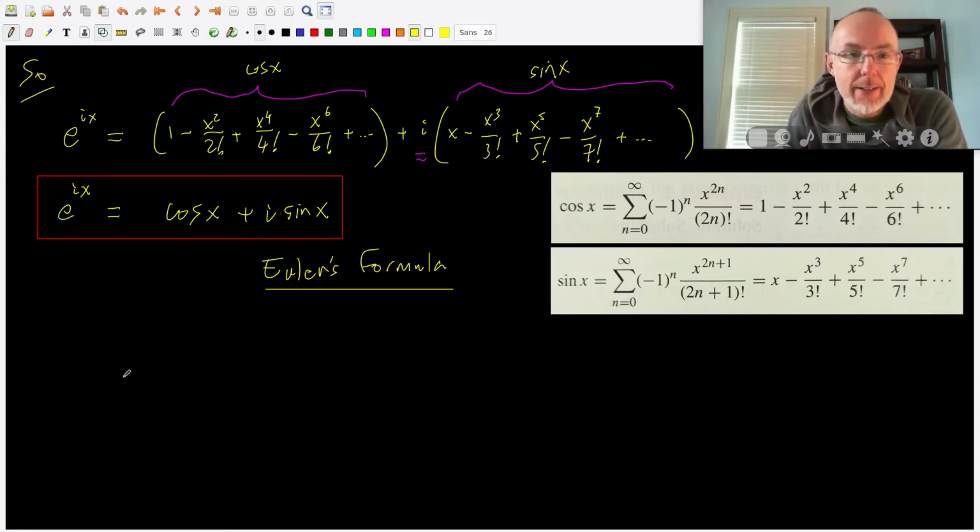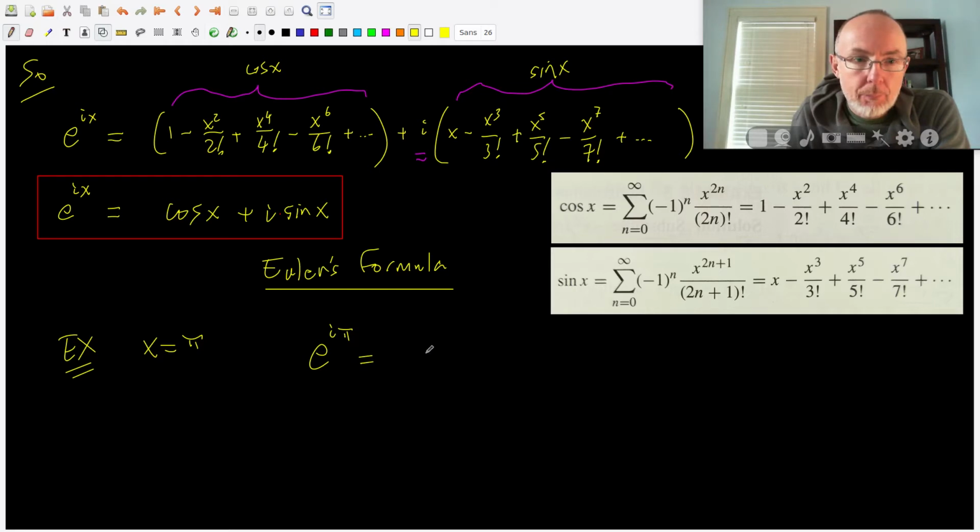So as an example, we could plug in, let's say, pi. Let's make x equal pi here, because then we get e to the i pi is equal to the cosine of pi plus i times the sine of pi. Well, the sine of pi is 0, so this term is 0, and the cosine of pi is negative 1. So this is e to the i pi equals negative 1.